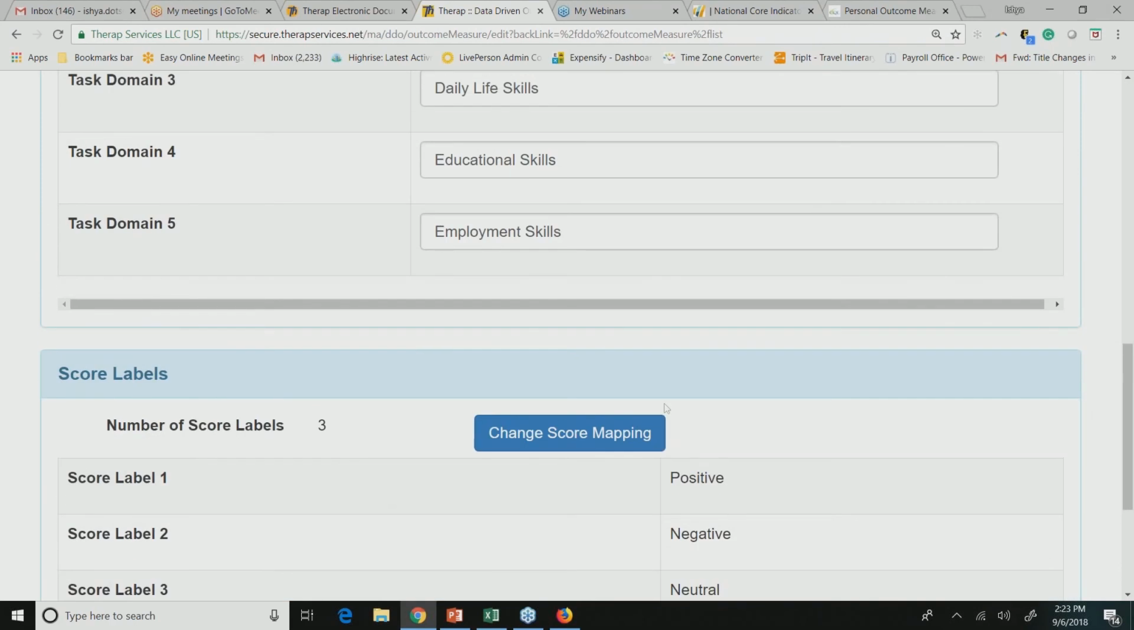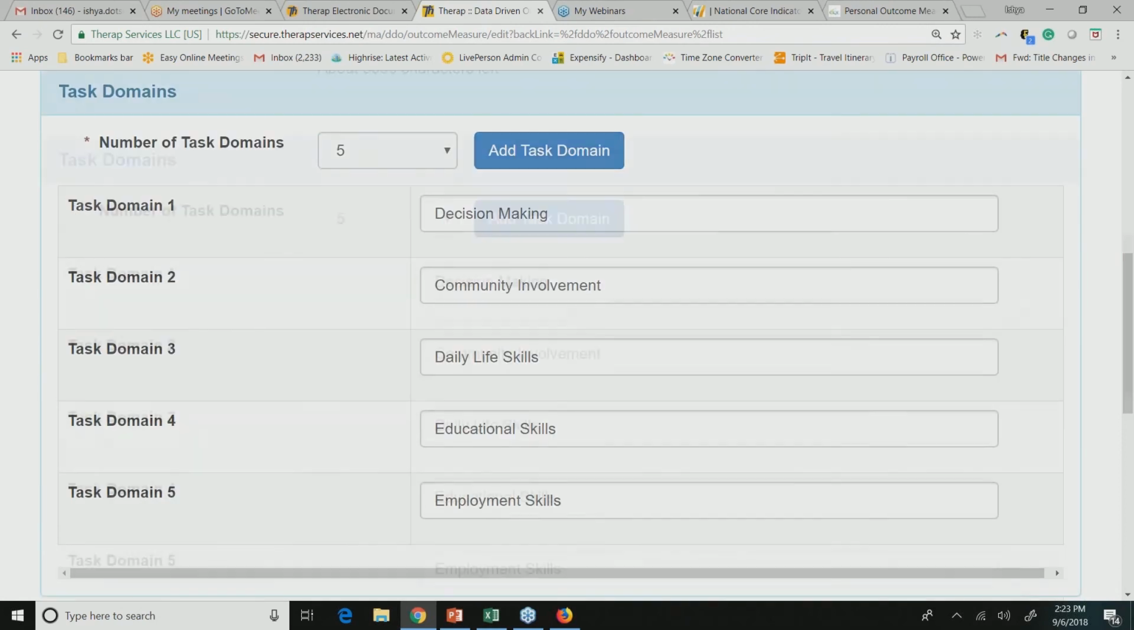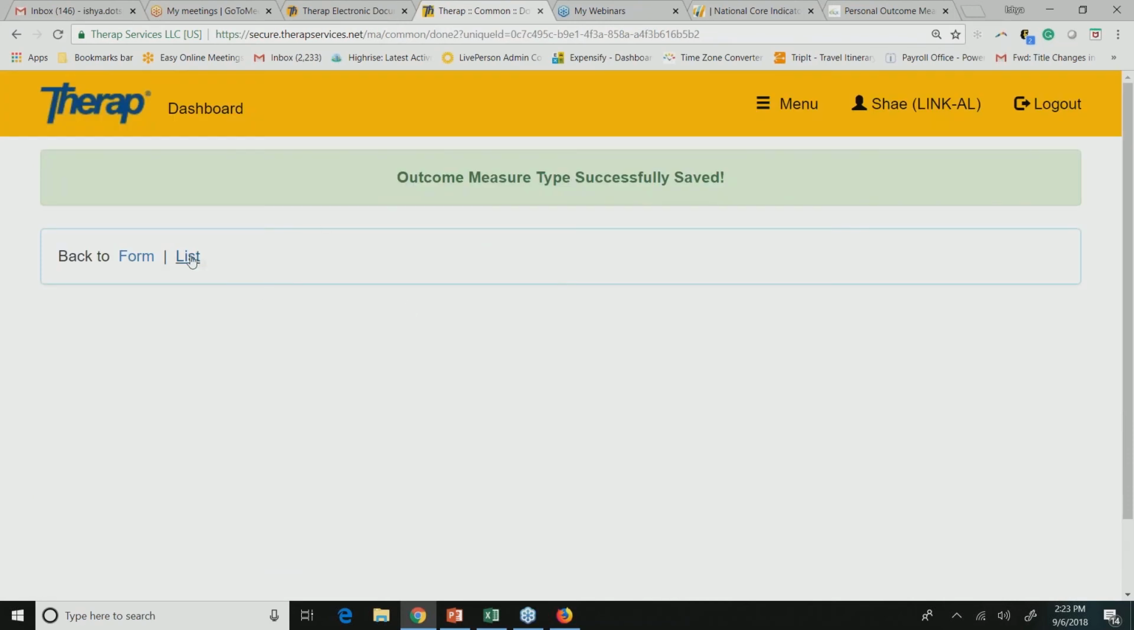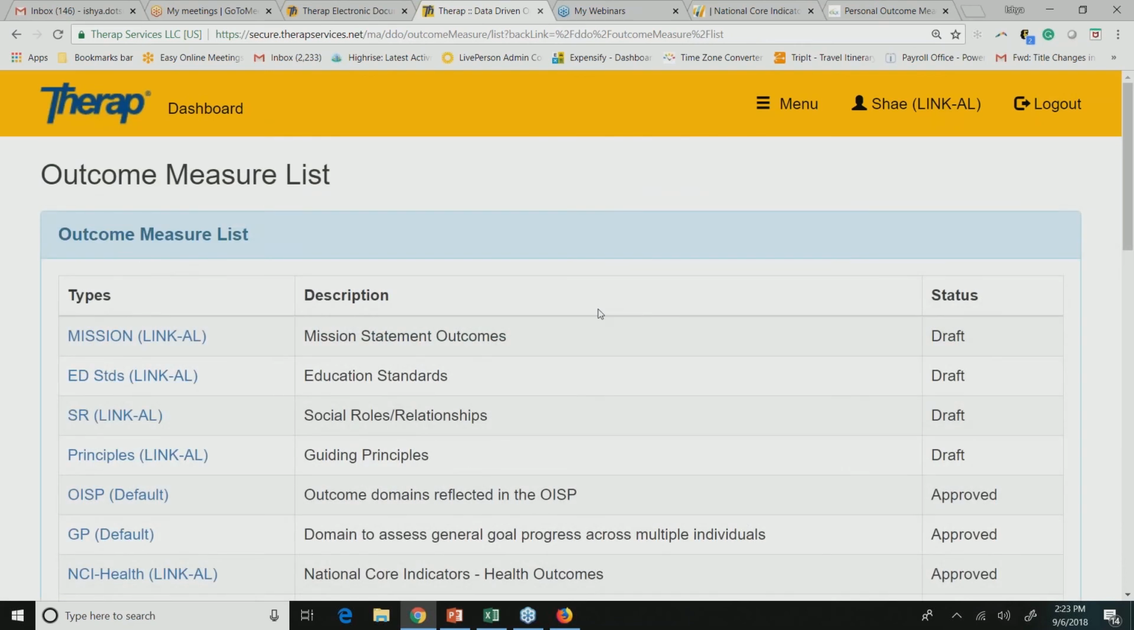And again, I would come in and make a decision about what I want those score labels to be. So this might be skill present. Or however you decide that that value should be, okay? Whatever makes sense for you and your organization, you would then put in there. So those are examples of internal things that may make sense for you to create in your library of outcome measure types within your organization.